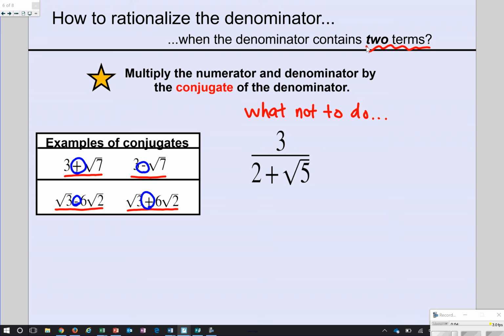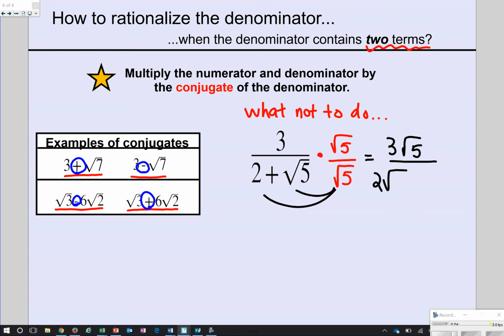If you simply tried to multiply this by the square root of 5 over the square root of 5, like we did when there was only one term, you will not get rid of your radical in the denominator, because this is what would happen. In the numerator, you'd get 3 times the square root of 5, and in the denominator, when you distribute this, you end up with 2 times the square root of 5 plus 5. And so you see you still have your radical expression in the denominator. So that's why it doesn't work to simply multiply it by root 5 over root 5.